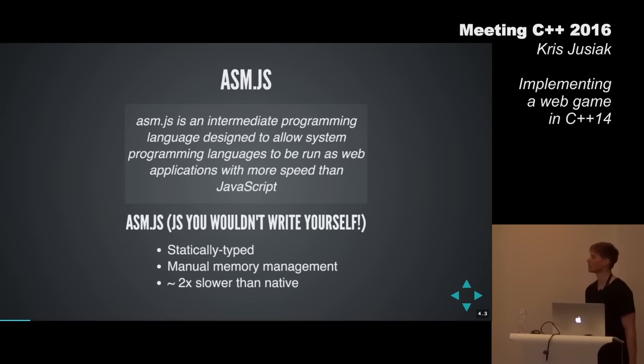So what is this mysterious asm.js? It's a JavaScript you would never write yourself, because it's statically typed in a weird way. We'll see that. It has manual memory management, so everything is allocated in the beginning, and after that things are referring to the heap. It's not as fast as native, obviously, but it's much faster than JavaScript itself. It's just twice as slow as native. That's what at least they claim.